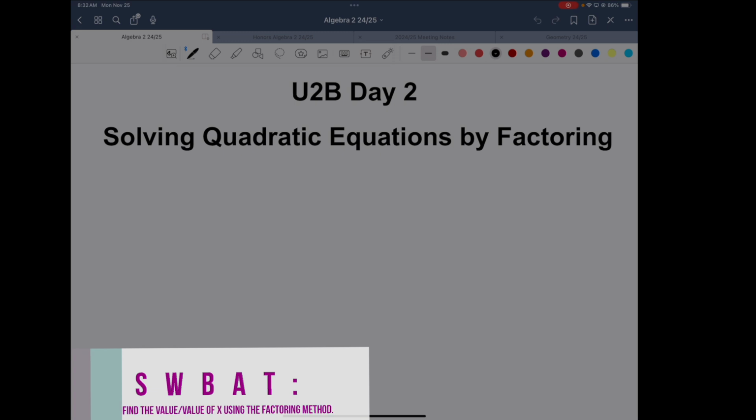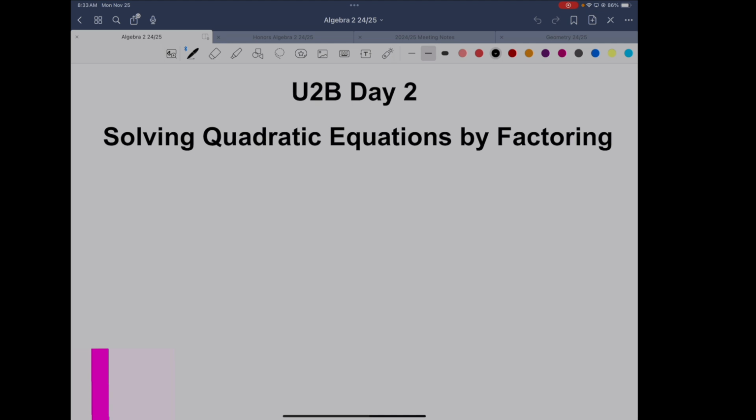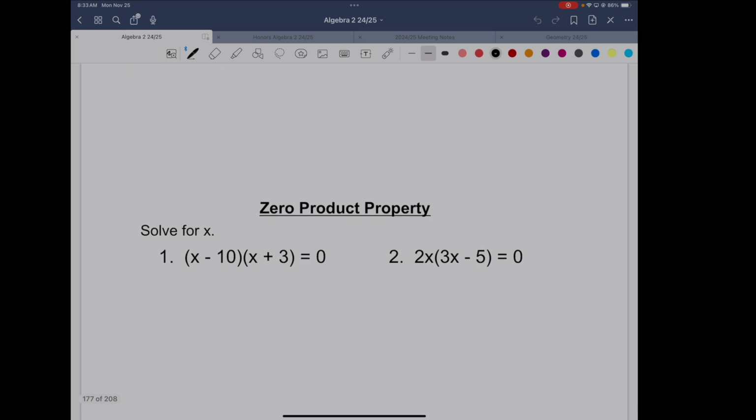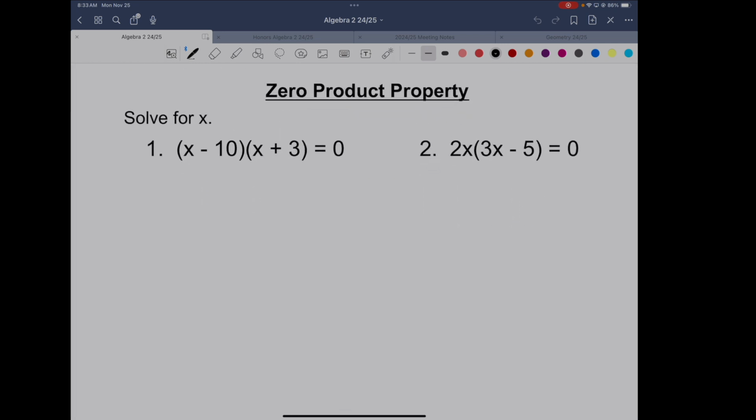Now, instead of it being an expression, we're going to set it equal to 0, factor, and then use what we call the zero product property to help us solve. So our whole goal today is to be able to solve equations by factoring. In order to do that, the first thing we have to talk about is the zero product property. This is a reteach-ish situation. You would have done this in 9th grade quite a bit when you're doing quadratics.